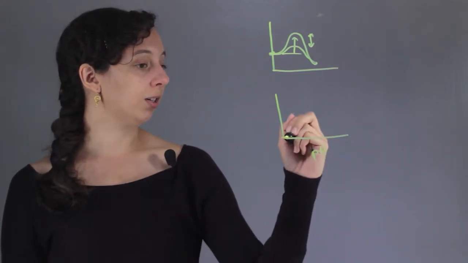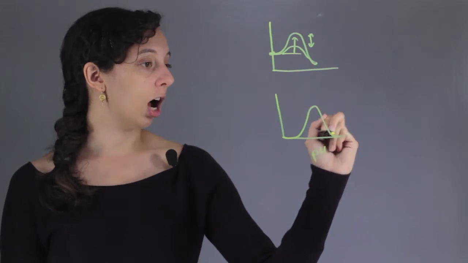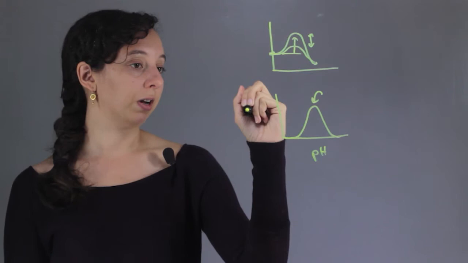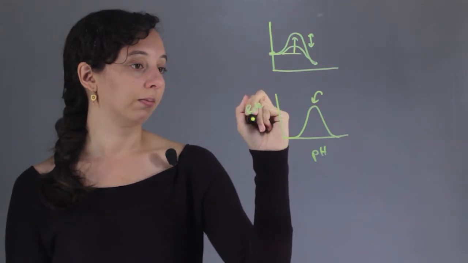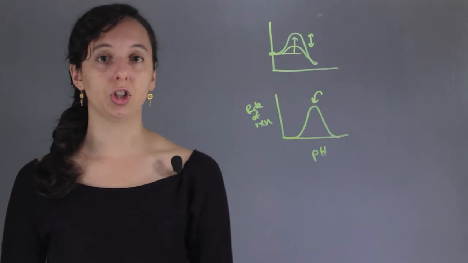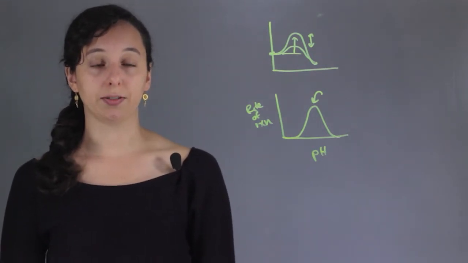So on pH, your enzyme is going to have basically an optimal pH. You want to be right here. This is pH, and this is rate of reaction. And if you change it, make it more basic or more acidic, it's going to not be as effective.